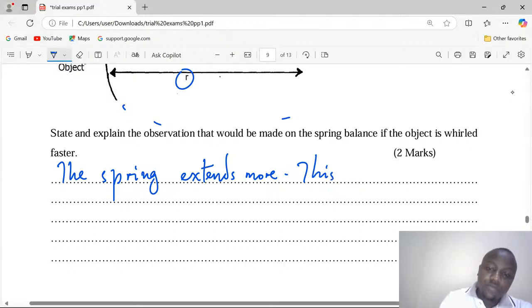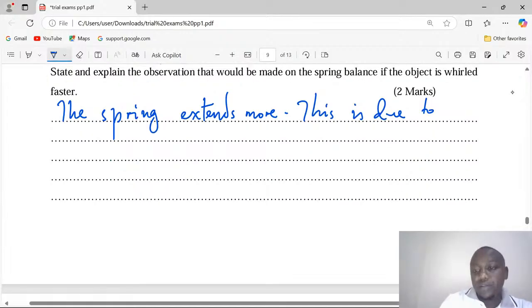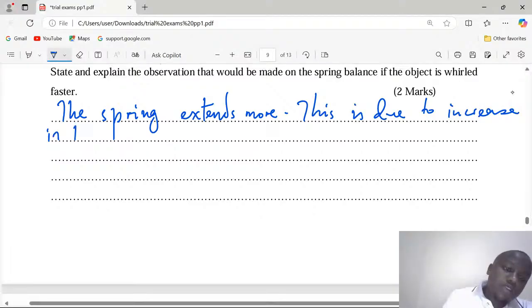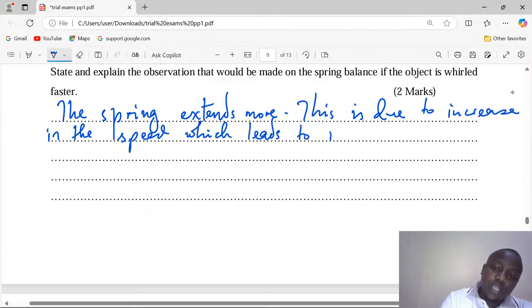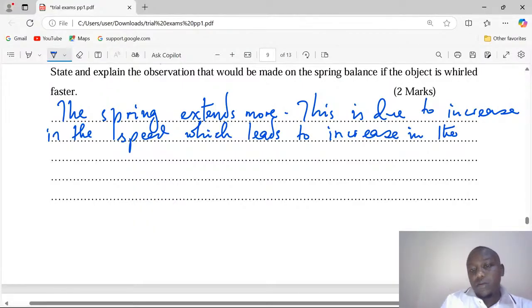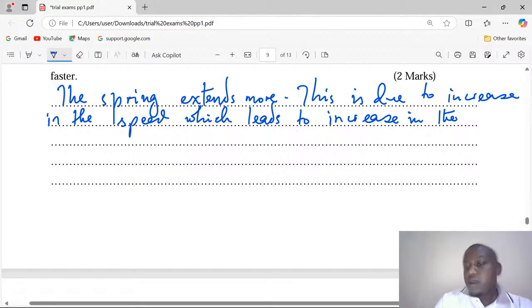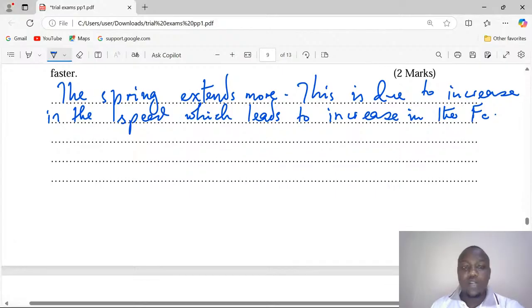This is due to an increase in the speed, which leads to an increase in the centripetal force required. Therefore, we expect an increase in the extension of the spring constant.